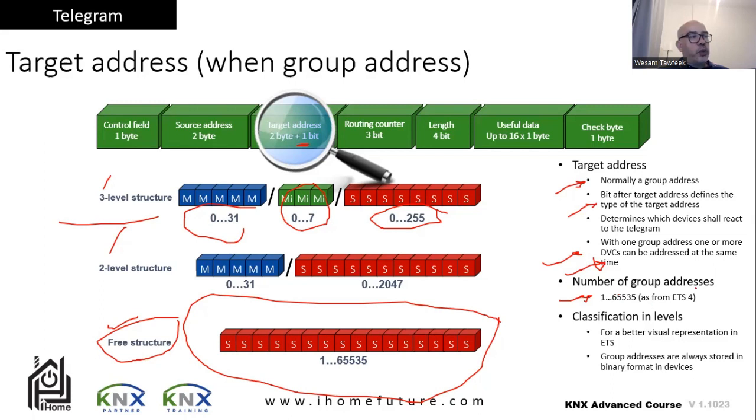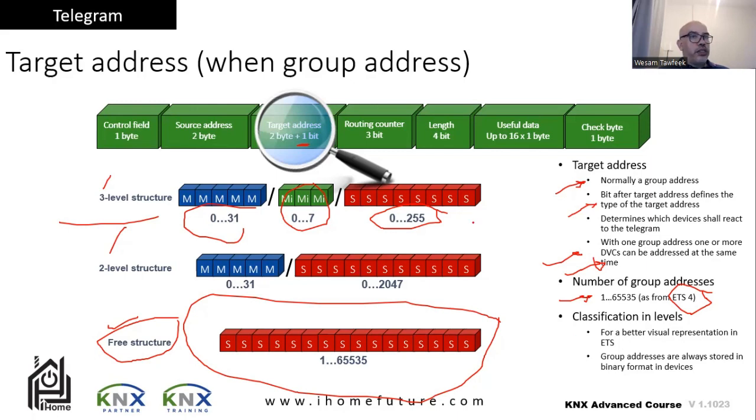The normal number is 65,535. This is up to ETS4, by the way. In ETS3, it was less than this. I think it was 32,000 something. It was represented in 8 bits, not 16 bits. Okay, good.